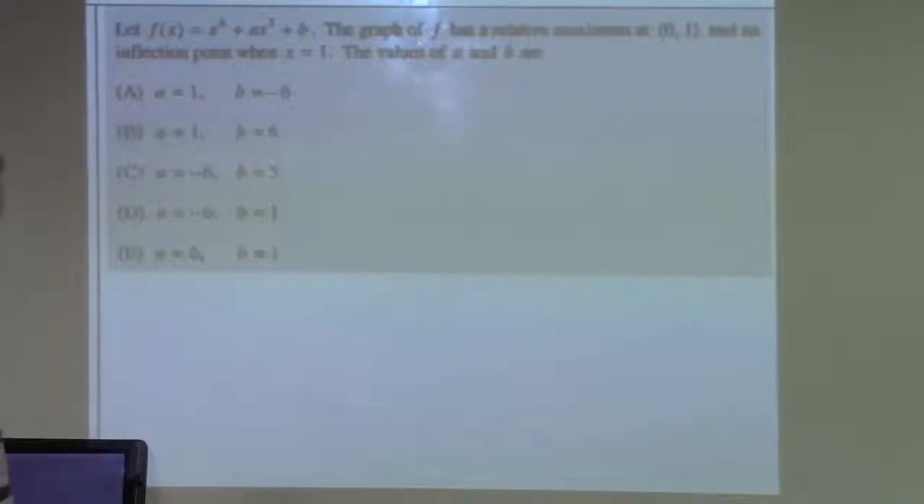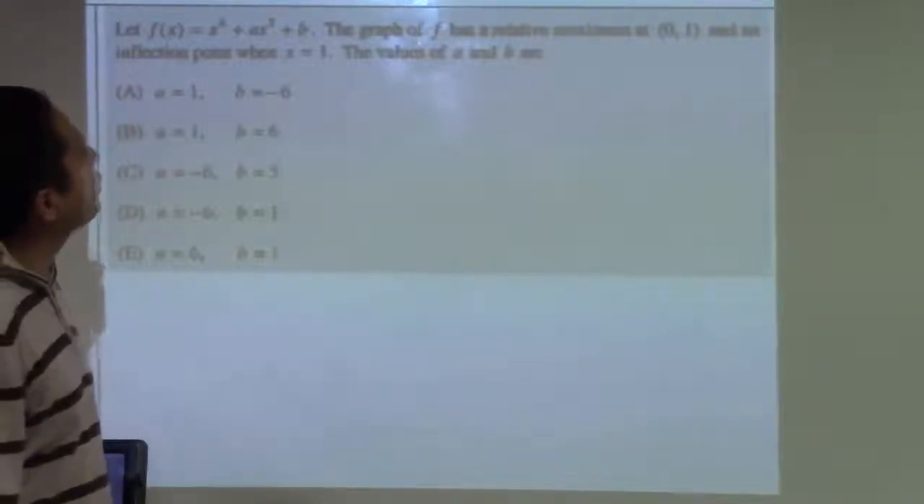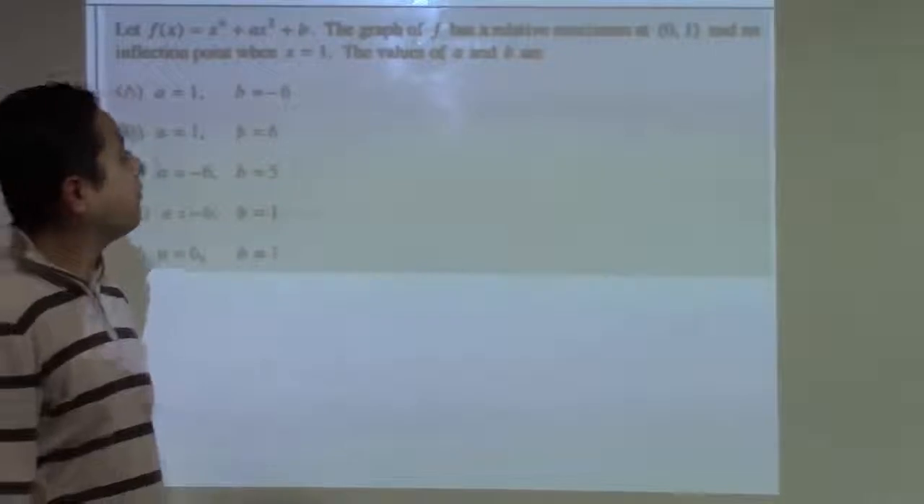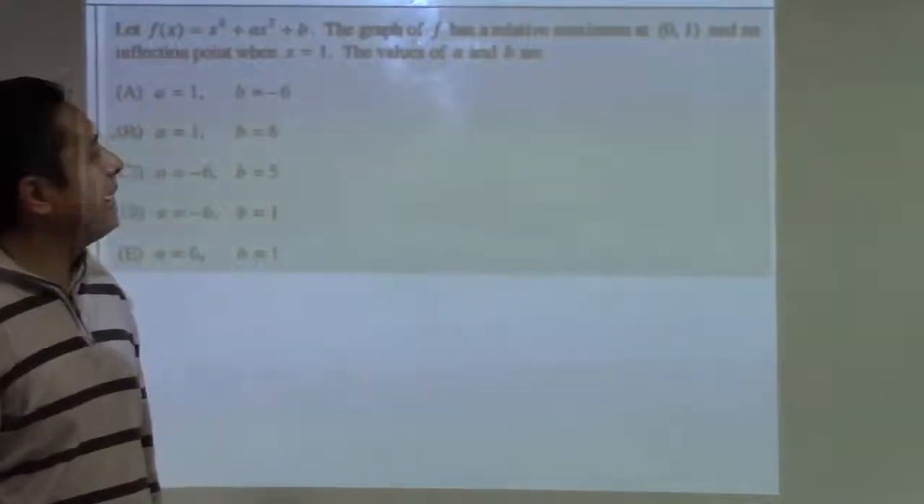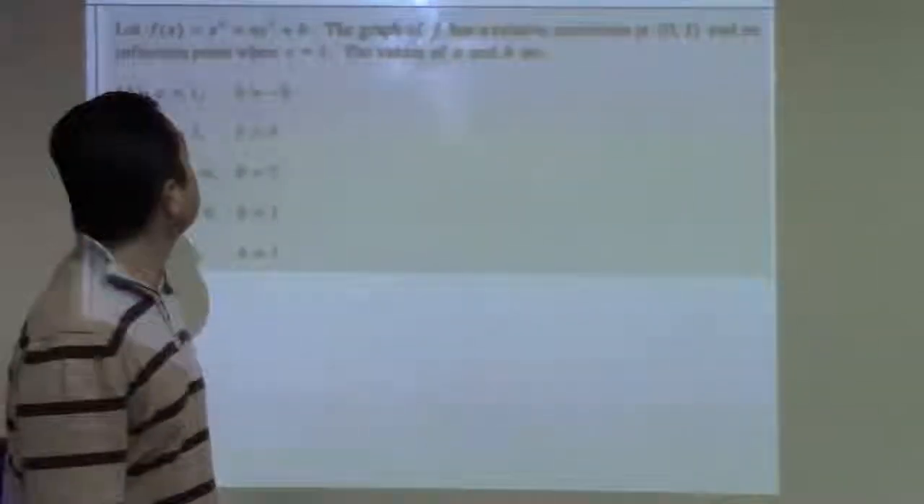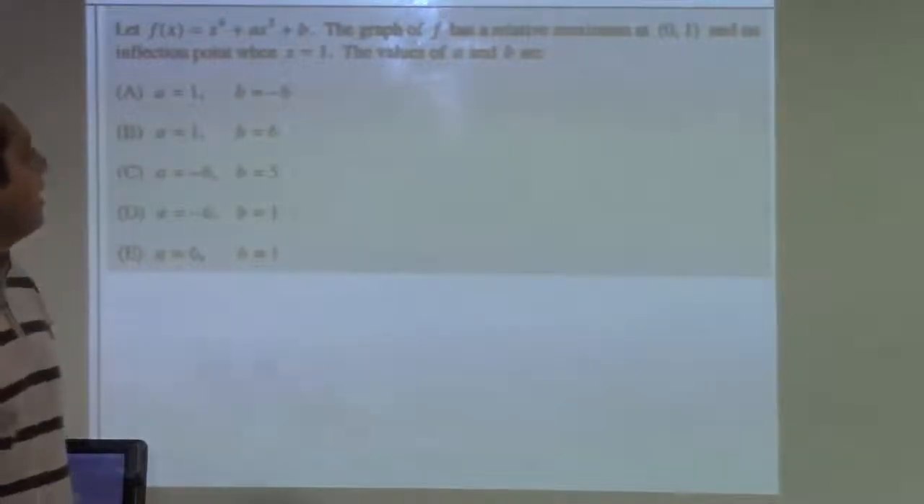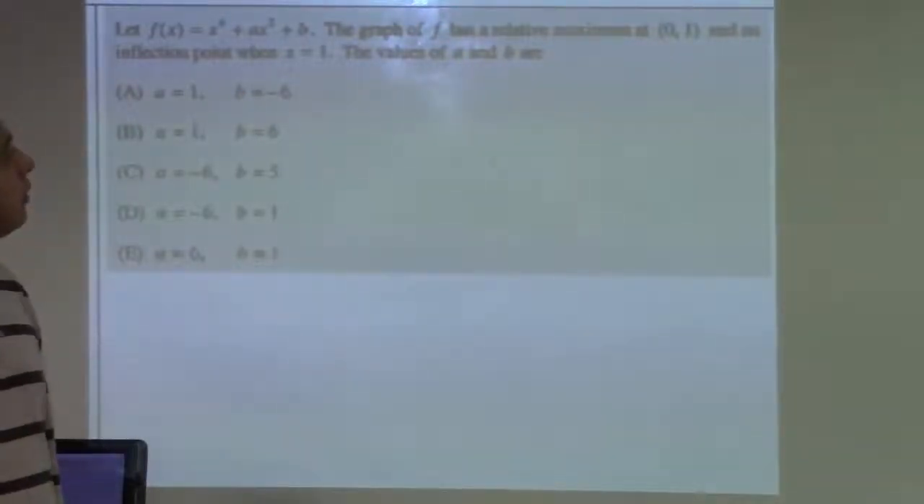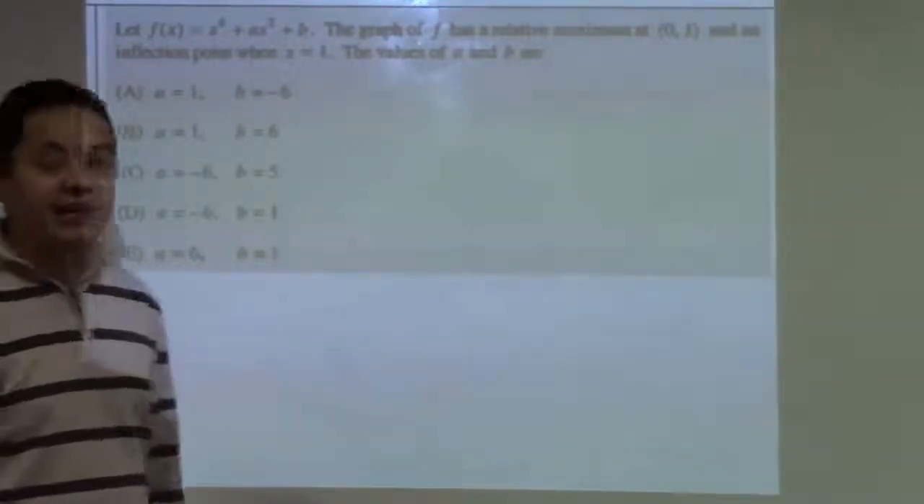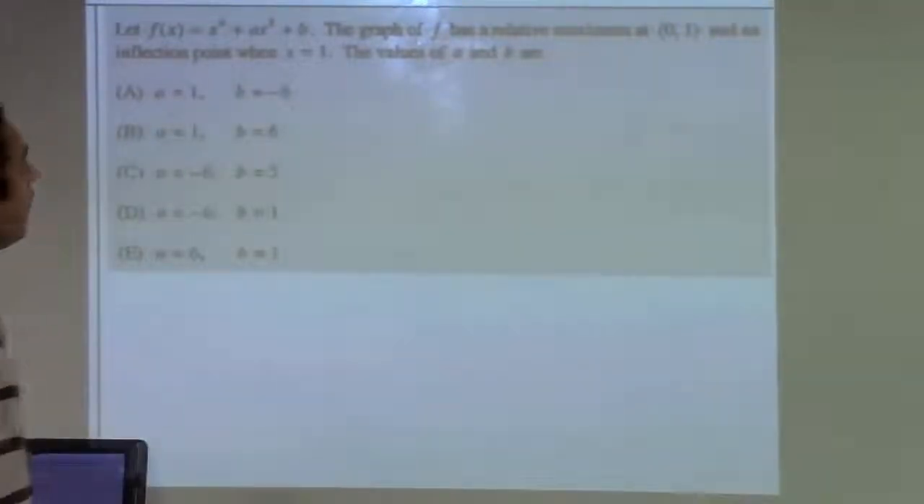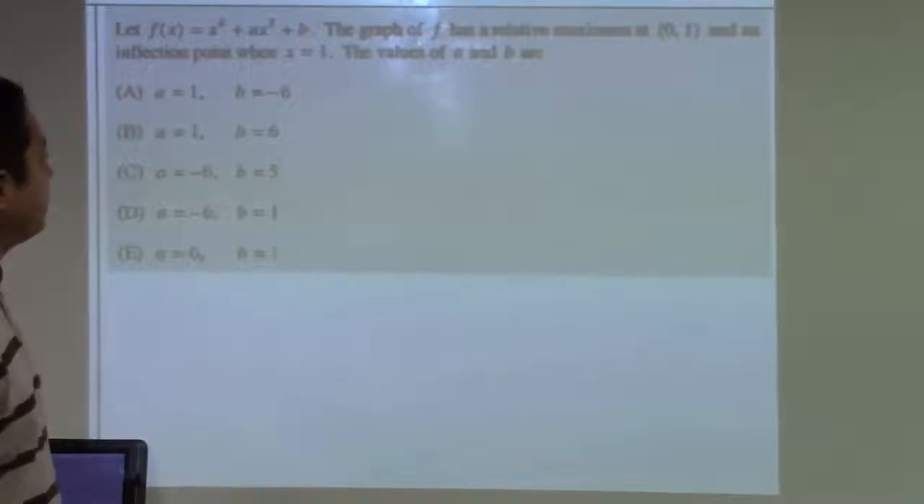Let f of x equals x to the 4th plus ax squared plus b. The graph of f has a relative maximum at (0, 1), and an inflection point at x equals 1. The values of a and b are. So we are looking for missing variables in this particular problem.